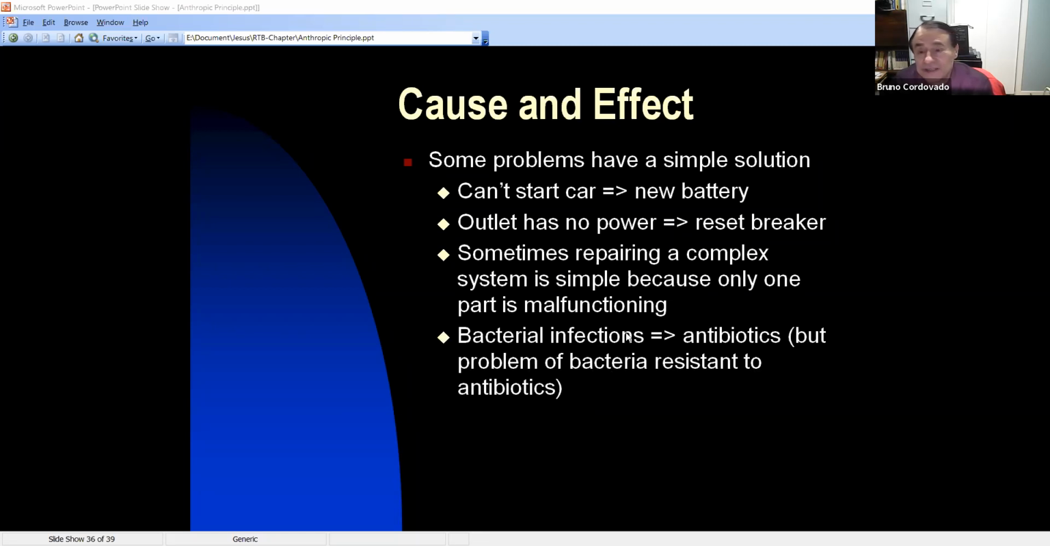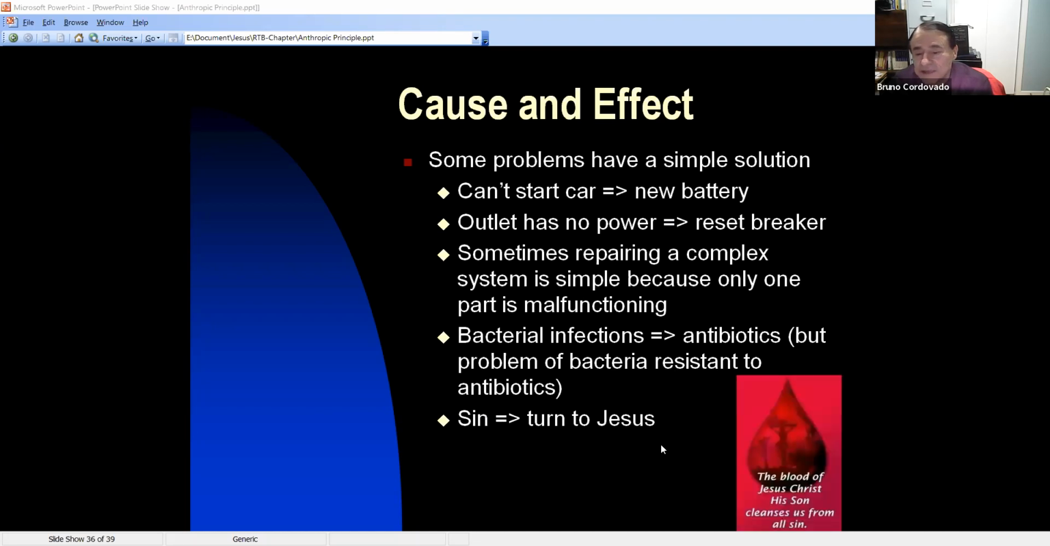When you have a bacterial infection, you use antibiotics and you kill off the bacteria. But then, of course, you get a side effect of creating bacteria that are resistant to antibiotics. We know that the only solution to sin is Jesus. The blood of Jesus Christ, his son, cleanses us from all sin.